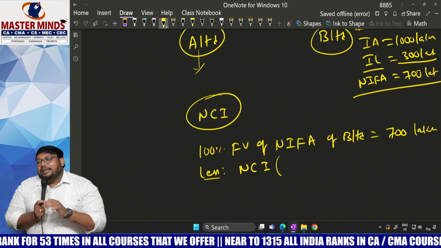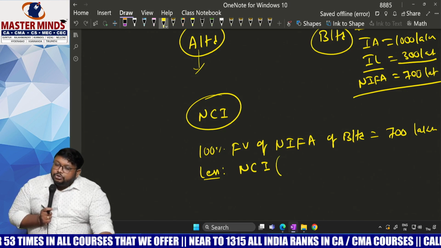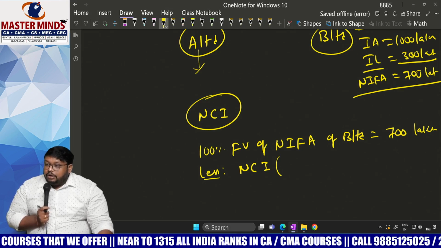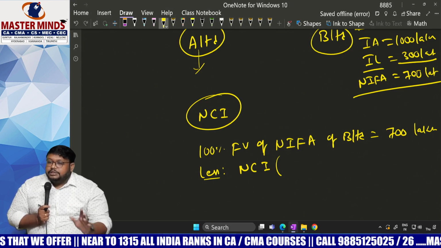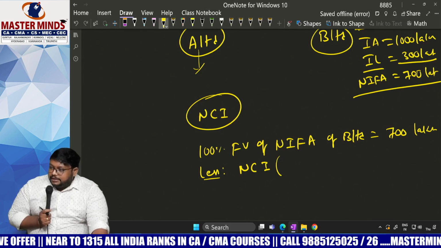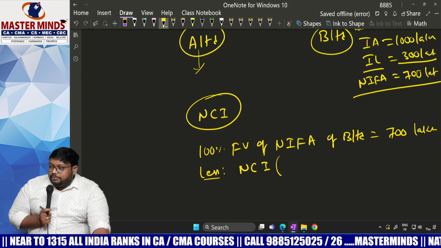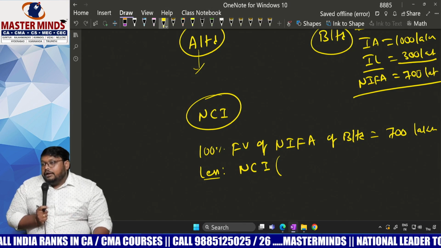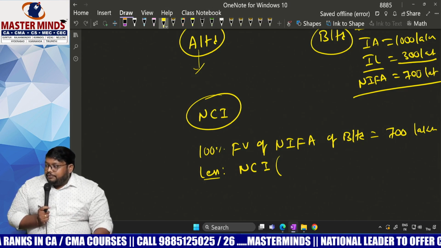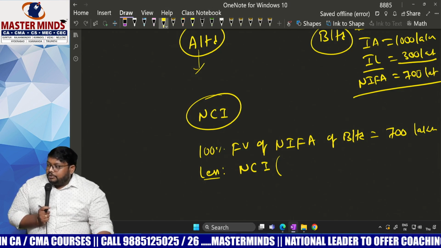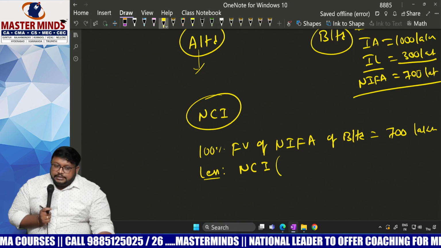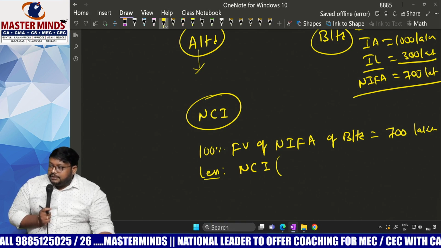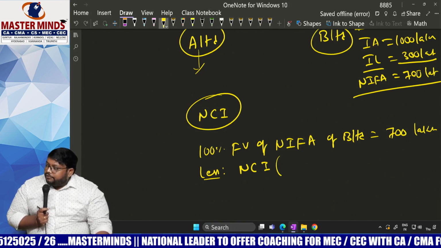So here, for calculation of non-controlling interest, we have two methods. One is proportionate share in the net assets basis, another one is fair value basis. Both the methods I will show you right now, but in the examination, accordingly as they ask, we have to follow. If they ask PSNA, proportionate share in the net assets, we have to follow that. If they ask fair value basis, we have to follow fair value basis. If nothing is given, your wish, maximum preference give to fair value basis.